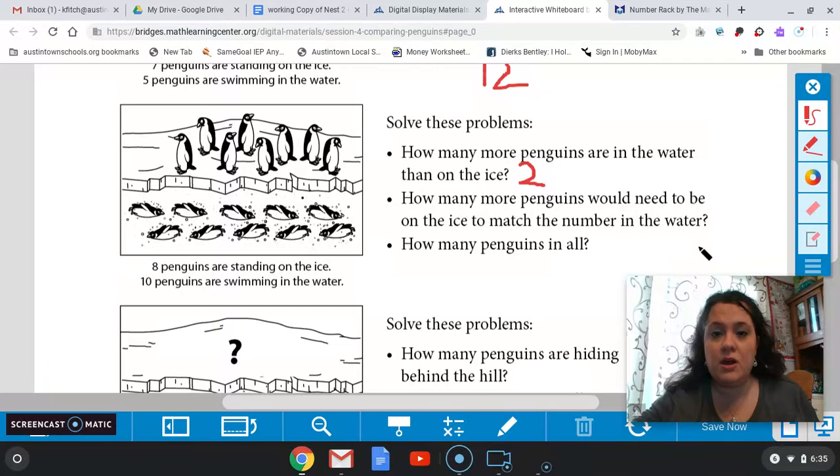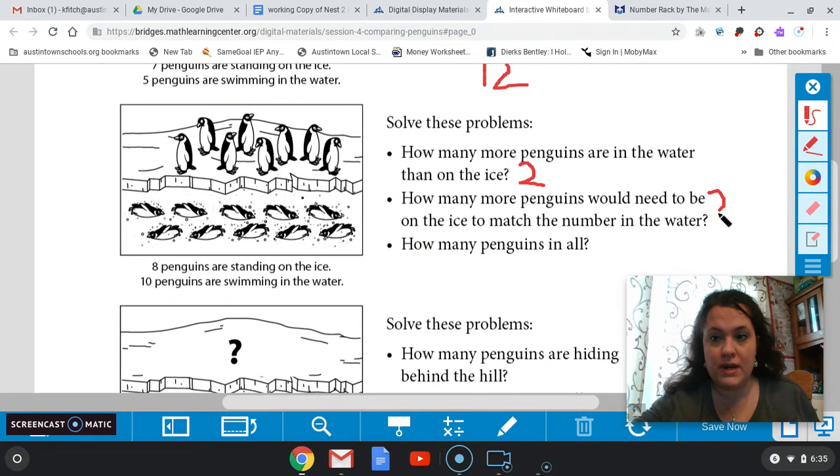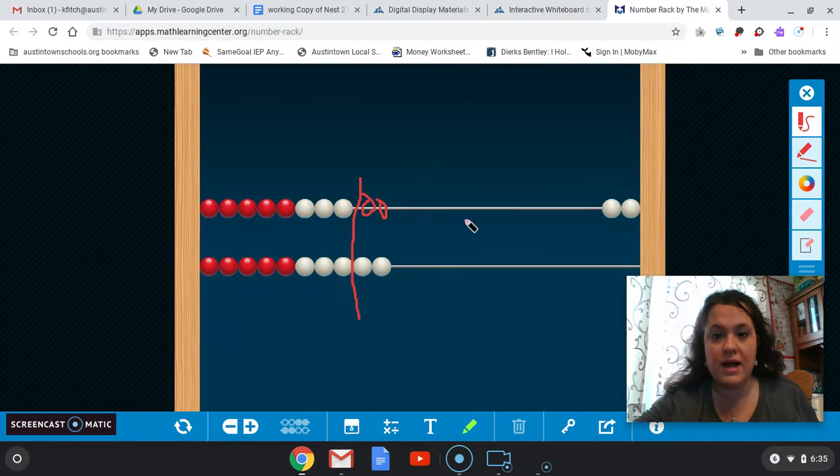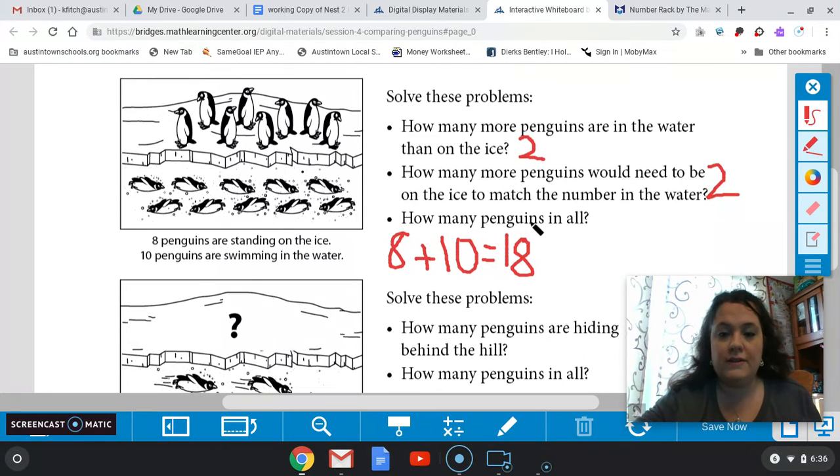How many more penguins would need to be on the ice to match? So if we wanted to match those, we would need 2 more beads to be moved over here, right? And then we would have our match. So 2 more would have to be in there. How many penguins in all? So we have 8 plus 10. So let's go back to our number rack. Okay. What is 8 plus 10? Good, it is 18. Very nice.